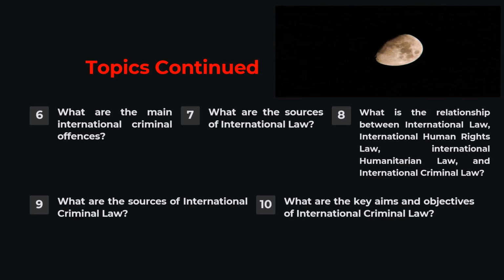6. What are the main international criminal offences? 7. What are the sources of international law? 8. What is the relationship between international law, international human rights law, international humanitarian law, and international criminal law? 9. What are the sources of international criminal law? 10. What are the key aims and objectives of international criminal law?